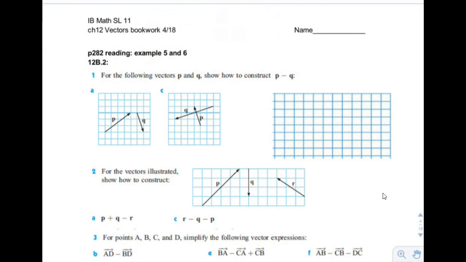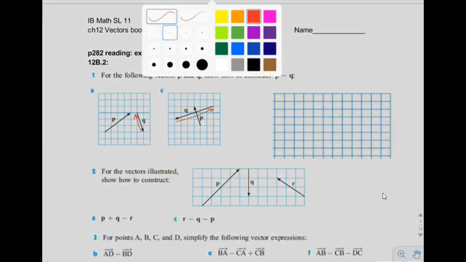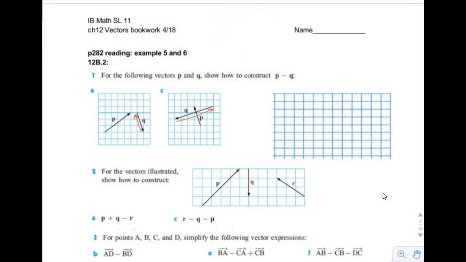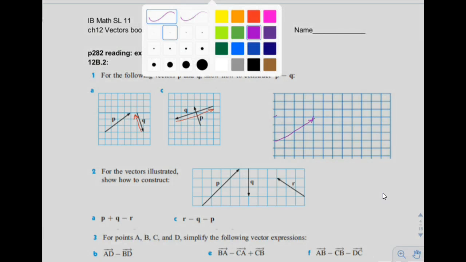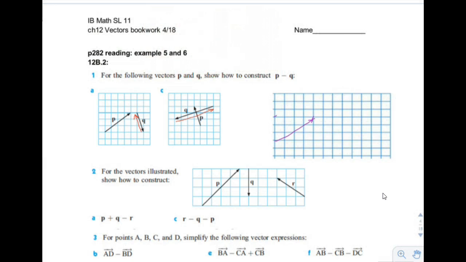So first we need to figure out what minus q looks like. It would be exactly the same except the arrows on the opposite side. Okay, so now let's try to draw. I'll do p. So p is 4 over and 3 up. Okay, and then the q is 1 back and 3 up. So that would be a.